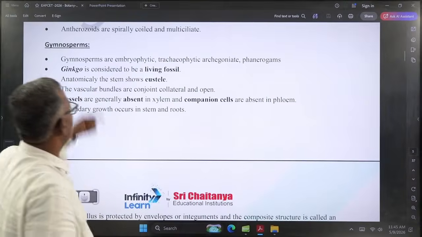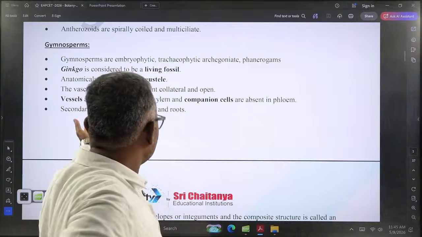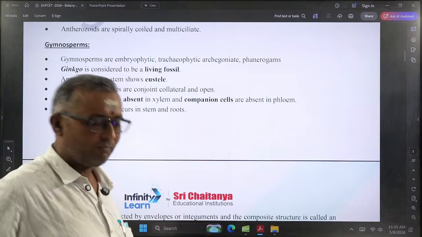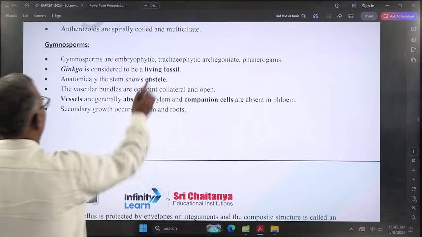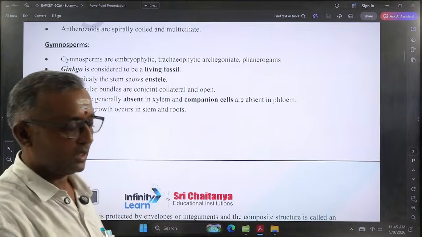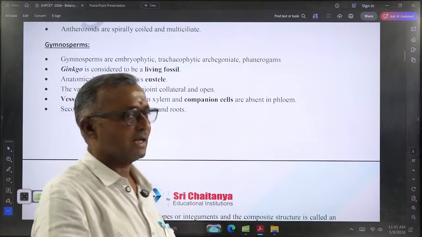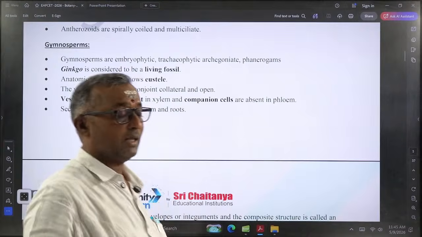Gymnosperms. As per the state book, they are tracheophytic, archegoniate, phanerogams. And we have Gnetum, which is given in our NCERT book also, which is a living fossil. And they have used stele type of steel, vascular bundles are there like xylem and phloem. Xylem contains tracheids. Vessels are absent. Exceptionally, some gymnosperms like Cycas revoluta, Gnetum, they have vessels.